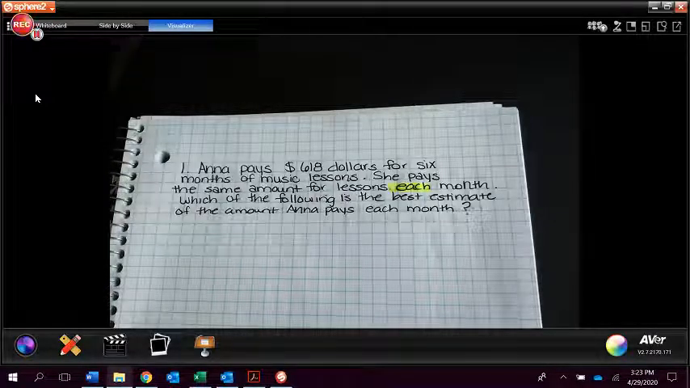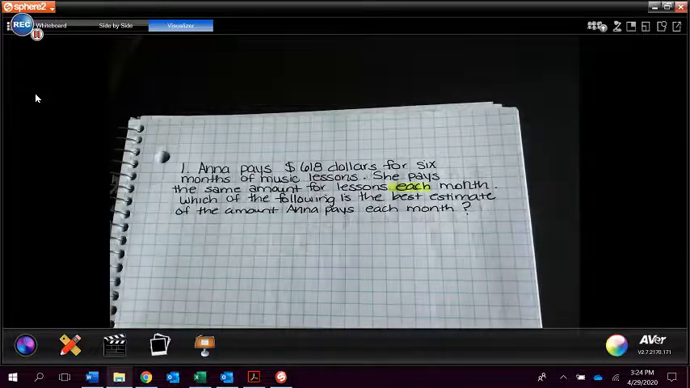We know that more than likely we are going to be dividing because I want to know how much she's paying each time. I already know that in 6 months, the total she paid is $618. She didn't pay more than that. That is her whole amount. Now I got to add that amount into each month so that I know exactly how much she spent. And it's asking which of the following is the best estimate of the amount Anna pays each month.